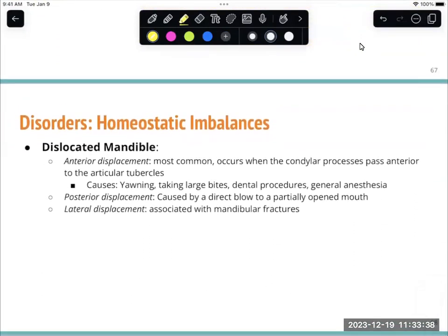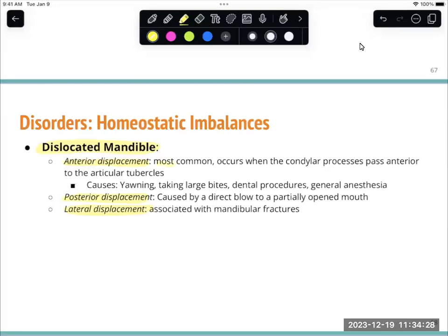One more. I like to scare people. A dislocated mandible. So, in a dislocated mandible, your mandible can be displaced anteriorly, posteriorly, or laterally. If you've ever had any dental work or dental procedures done where they have put you to sleep for those dental procedures, they have most likely dislocated your mandible to be able to get in there to do the surgery. People who've had wisdom teeth pulled and had to be put to sleep, they dislocated your mandible to get those wisdom teeth out.